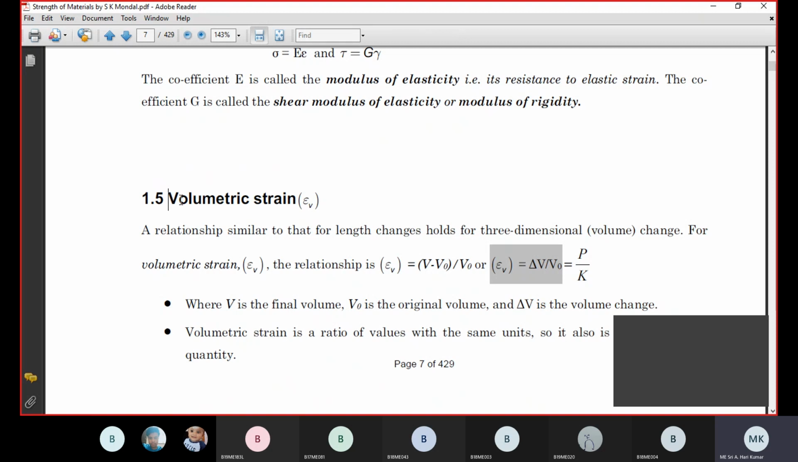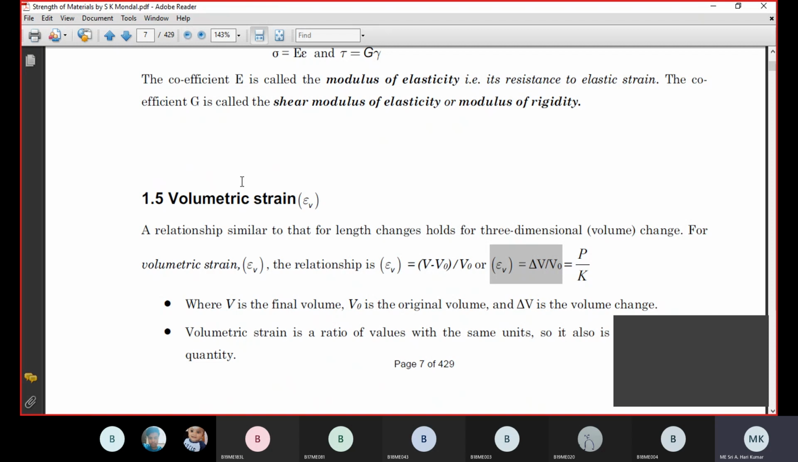Now coming to volumetric strain. As the name says, it is strain related to volume. Without seeing the definition, we can make a guess that it is change in volume by original volume. A relationship similar to that of a length change holds for three-dimensional volume. A strain is a strain, whether it is a linear strain, lateral strain or a volumetric strain.